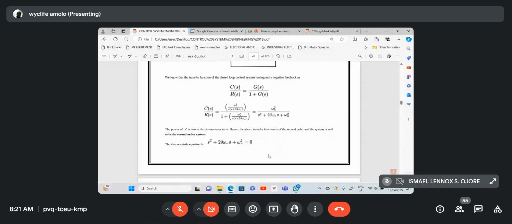Now, the power of S is 2 in the denominator term, hence the above transfer function is the second order, and the system is said to be a second order system.